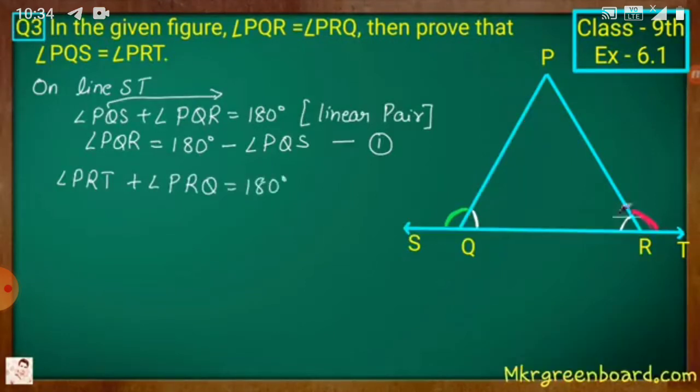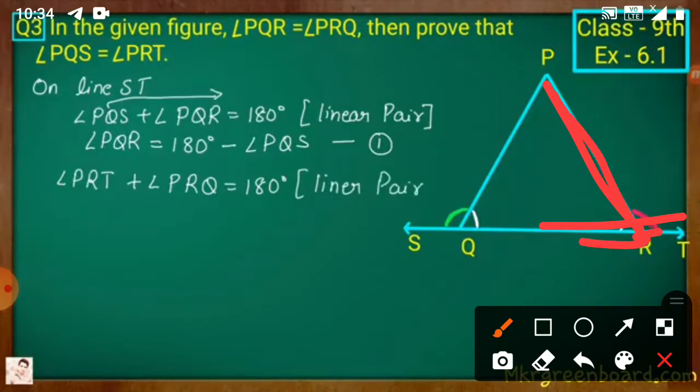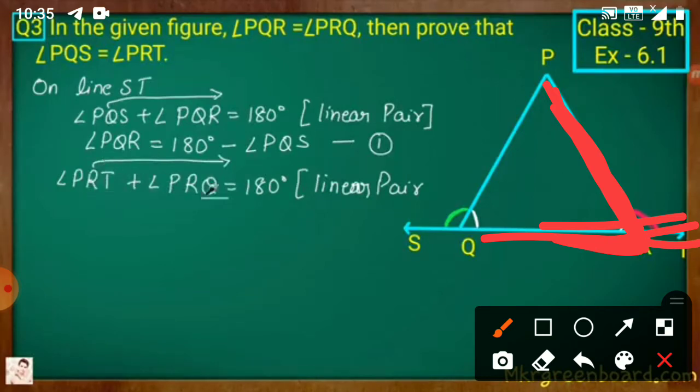Now we will see that side. So this is a linear pair of angles. So PRT plus PRQ equals 180. This is also a linear pair of angles only. See children, now PRT plus PRQ. Okay. Angle PRQ equals, keep this side. Remaining term that side you can send.